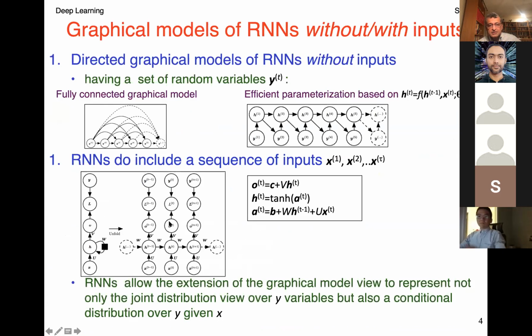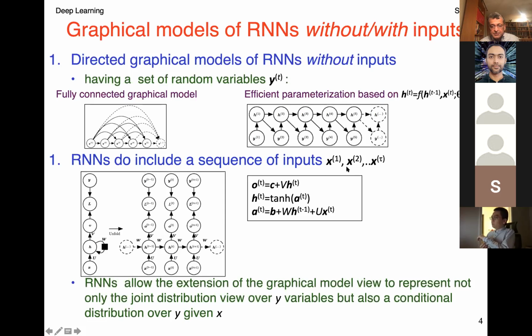Graphical models of RNNs without and with inputs. Directed graphical models of RNNs without inputs: a fully connected graphical model. It's this one, the outputs' probability distribution. And this one also didn't have any inputs. It was just modeling the outputs here. This is the RNN model. This is a state diagram. Or actually, this is a probabilistic, directed graphical model. This is a directed graphical model. This is an RNN.